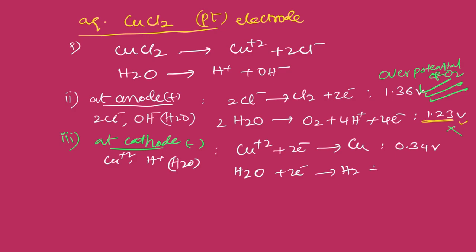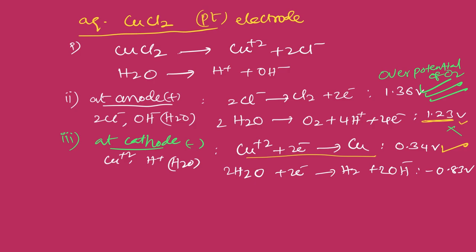In the case of H+, that is from water, 2H2O plus 2 electrons convert into H2 plus 2OH-, balancing the oxygen and hydrogen. Its value is minus 0.83 volt. At the cathode, the higher value will be reduced first, and since this value is higher, this will be reduced. This will be reduced first at the cathode.